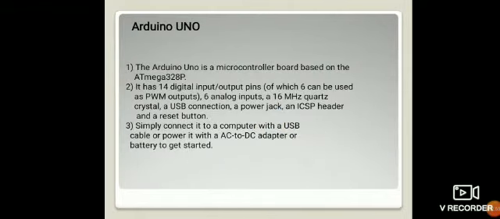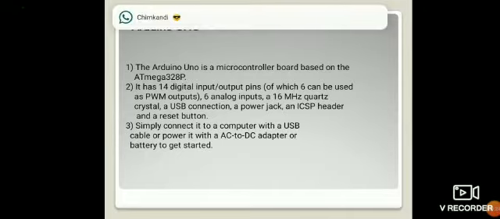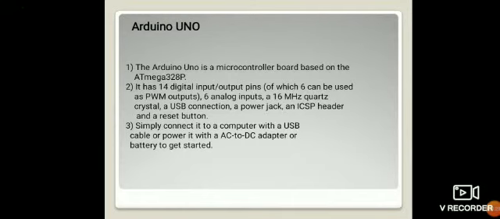Next, what is Arduino Uno? Arduino Uno is a microcontroller board based on the ATmega328P. It has 14 digital input/output pins, out of which 6 can be used as PWM, that is pulse width modulation, outputs. It has 6 analog inputs, a 16 MHz quartz crystal, a USB connection, a power jack, an ICSP header, and a reset button. Simply connect it to a computer with a USB cable, or power it with a DC adapter or a battery to get started.